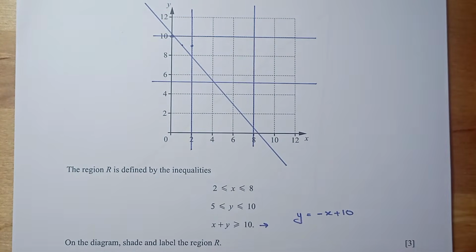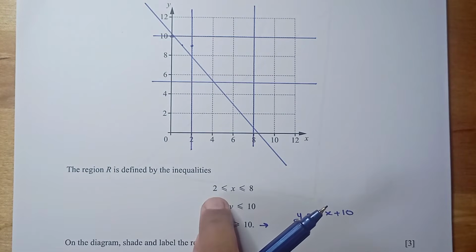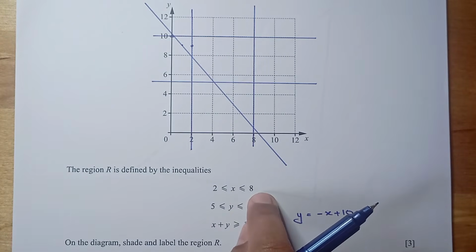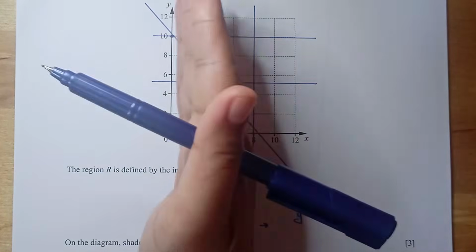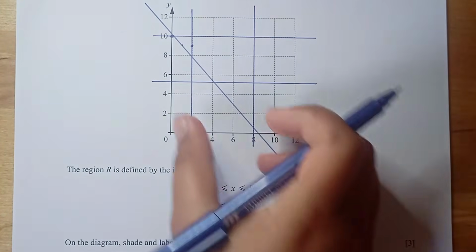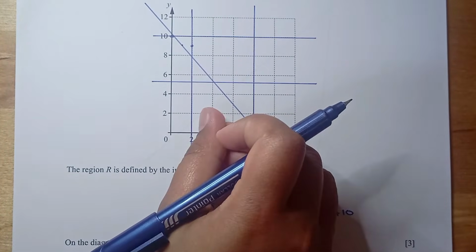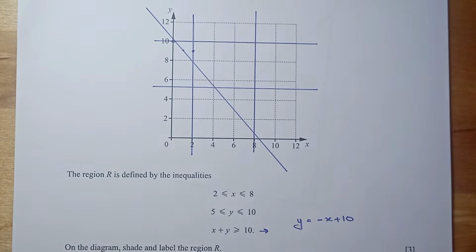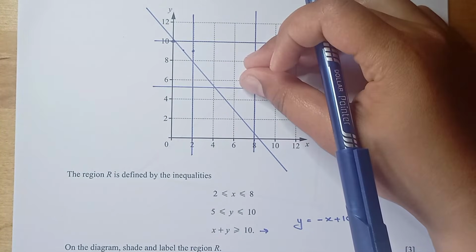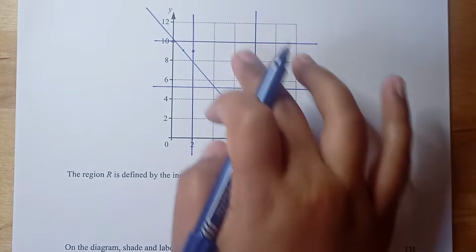Now we need to find the region R. So x is between 2 and 8, so it means x lies between this region, right? And then y is between 10 and 5, so y lies between this region. So in the intersection, we have this.